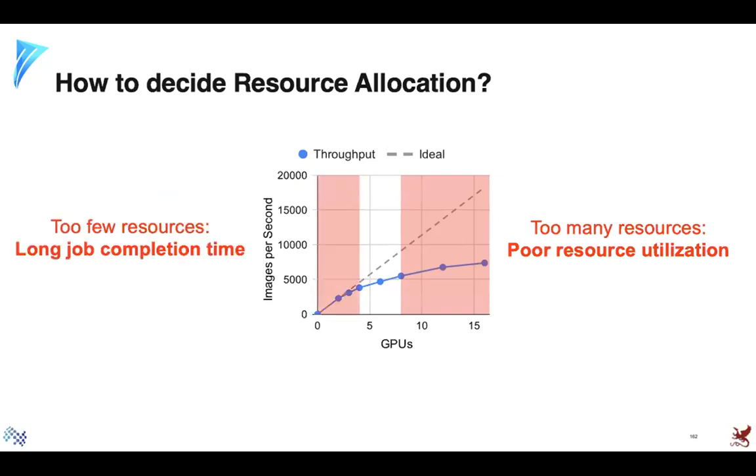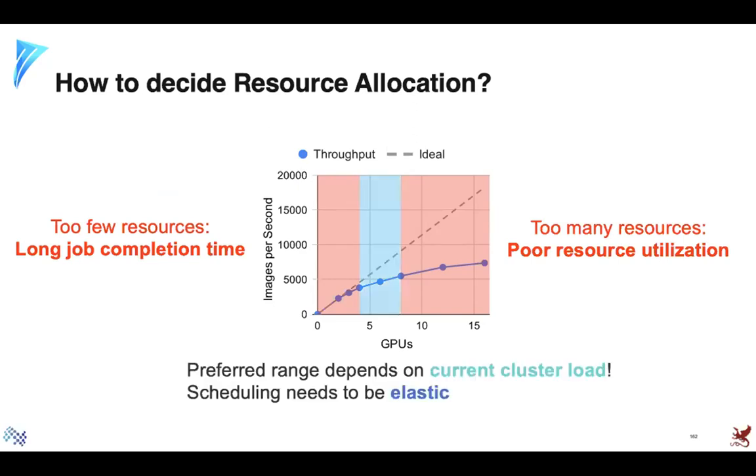And on the other hand, we would also like to avoid allocating too few resources because in this range, the job can still efficiently make use of more resources in order to speed up training. So the preferred range actually is going to depend on the current state of the cluster and which jobs are currently running and sharing the cluster.